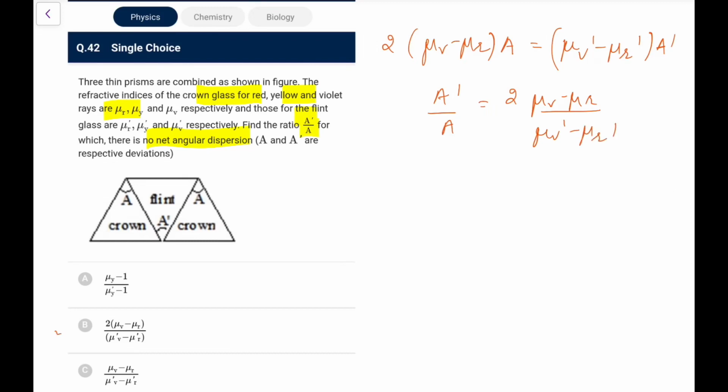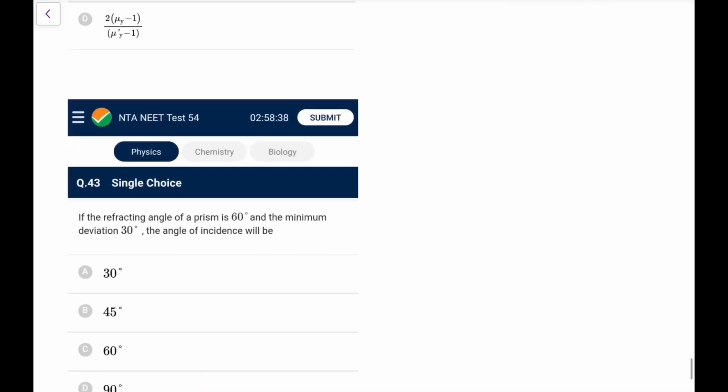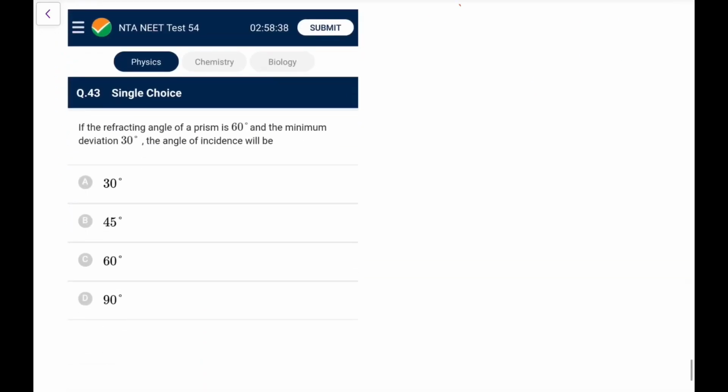So the question looks difficult, but it's not difficult if you are thorough with the concepts. It's an easy one if you know that. If you don't know that, then I can't help.